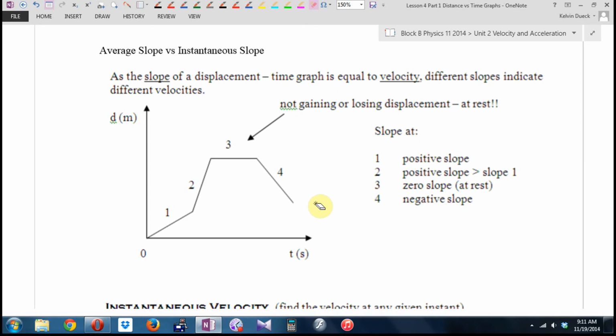I'll make it fairly clear like this. In other words, I won't give you something like that unless I also give you numbers so you can clearly calculate it. But if it's just a freehand graph, it'll be pretty obvious what's steeper and what's shallower. So, positive slope, 0 slope, negative slope.